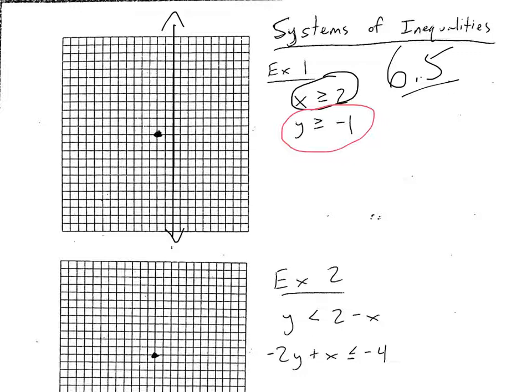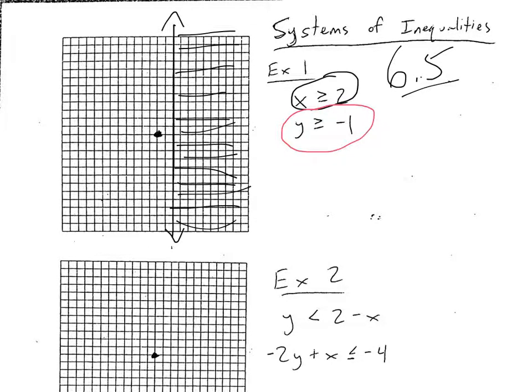And so if you think in terms of would it be to the right or the left, well, all the x values greater than 2 are to the right. So everything over here makes the first one true. Those are all the points that make the first inequality true. But I'm looking for all the points that make both true. So now I want to graph the second one.